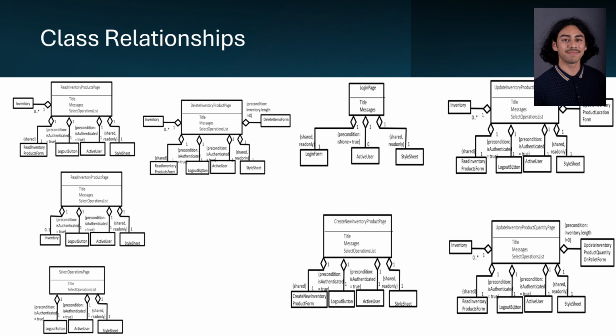This diagram shows the relationships between the classes and their members. These classes follow a similar pattern. Each class represents a page that the actor interacts with. Each page expects to receive a set of records to display, some form posting data to some endpoint, a logout button, user authentication credentials, and a style sheet.